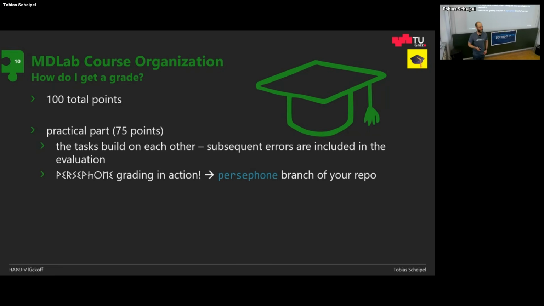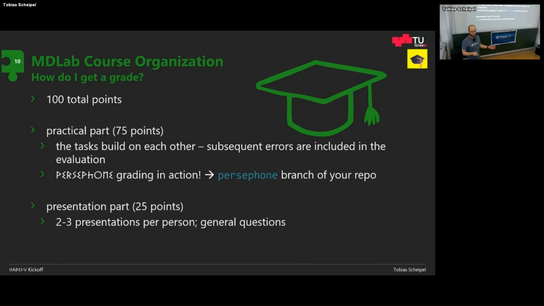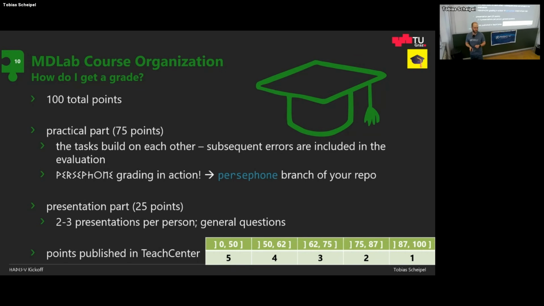You can max it out until the deadline, and the points that the test system shows at the deadline will also be the points that you will get. For that, you have to check the Persephone branch of your repository. So when you set up your repository, Persephone will hook in, create a repository, and put the grades there. The second thing is the presentation part. As I said before, whenever there was a submission due, there will be a presentation session afterwards, 2 to 3 presentations per person, some general questions, and the points will be published in the TeachCenter afterwards.